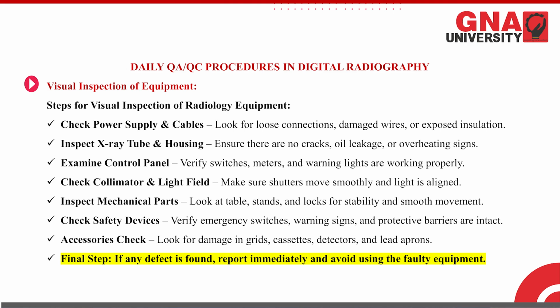And another one is to check safety devices. We have to check various safety devices. We have to verify the emergency switch, that the emergency stop button is working properly or not. Various warning signs are there, and we have to check that when we switch on the machine, a bulb positioned outside the room glows. When we start exposure, we have to check whether that bulb is glowing or not. That is also the warning sign that exposure is going on inside the room.